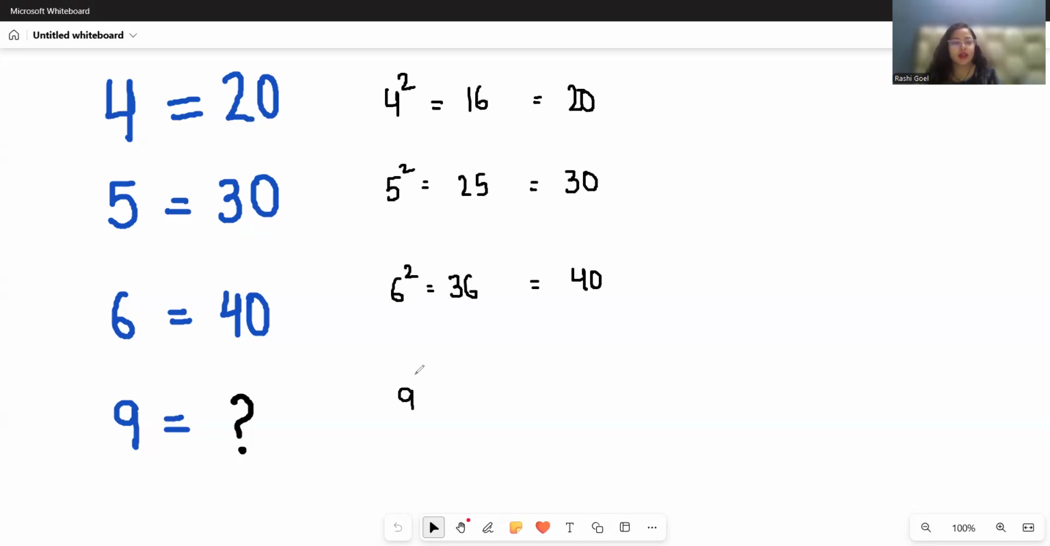So 9 square is 81 and when we do round off to the nearest 10, it gives us 80. So what replaces the question mark? 80.